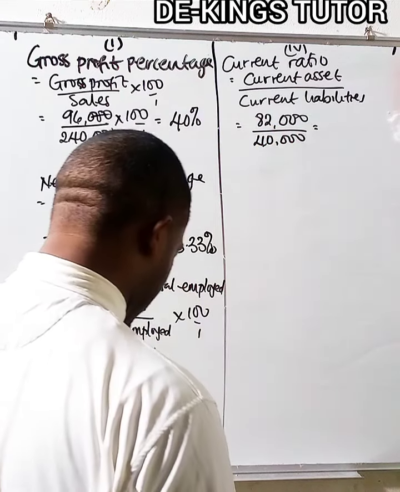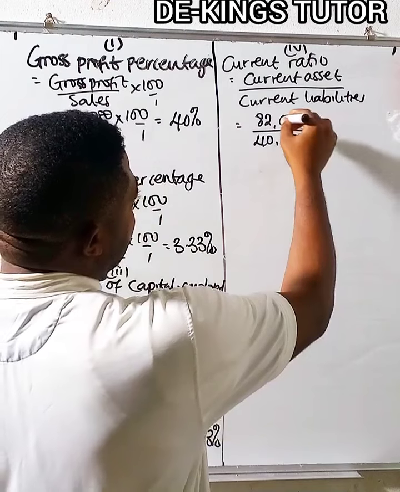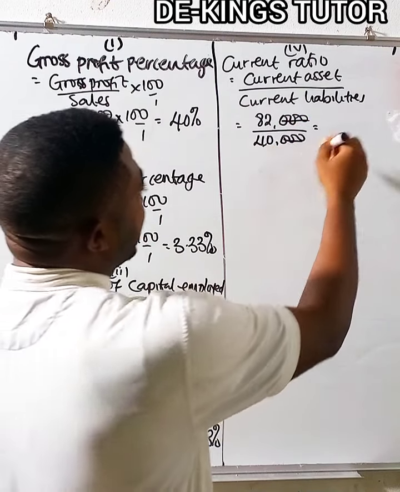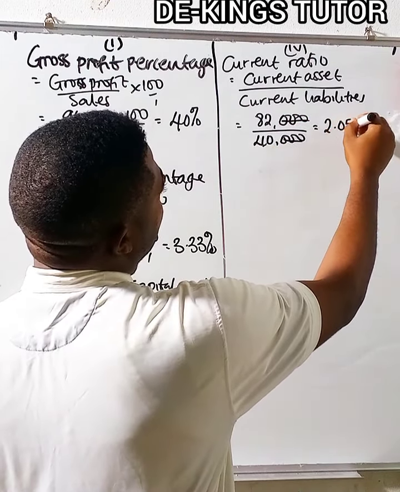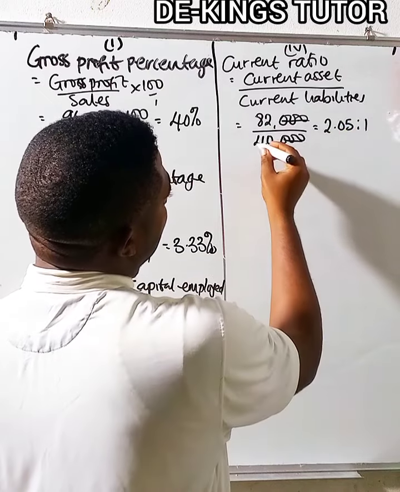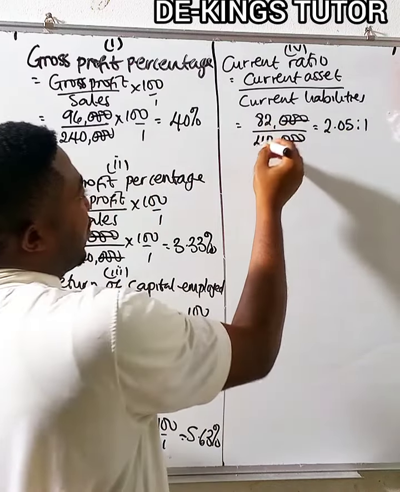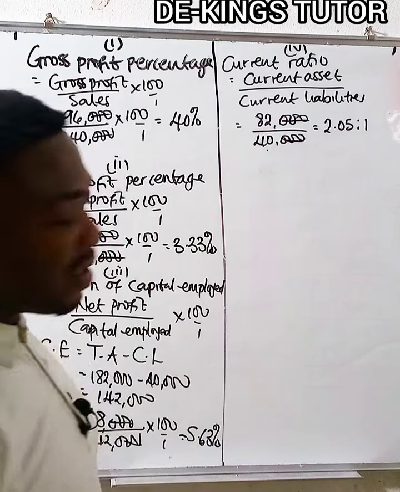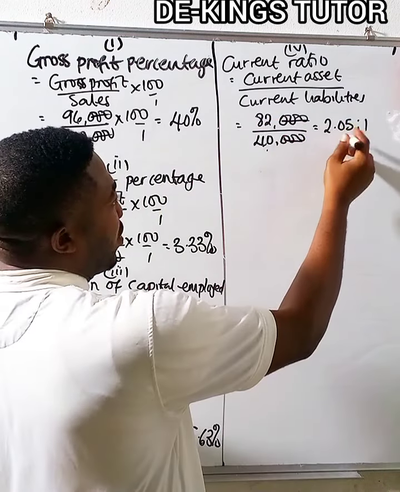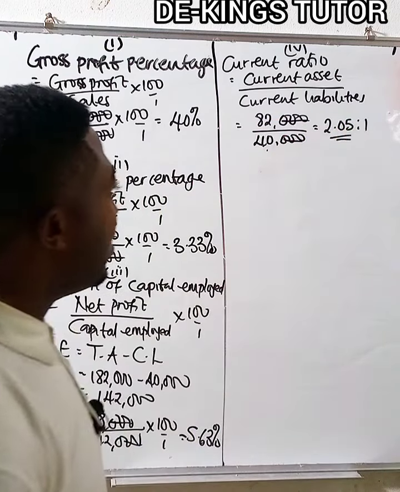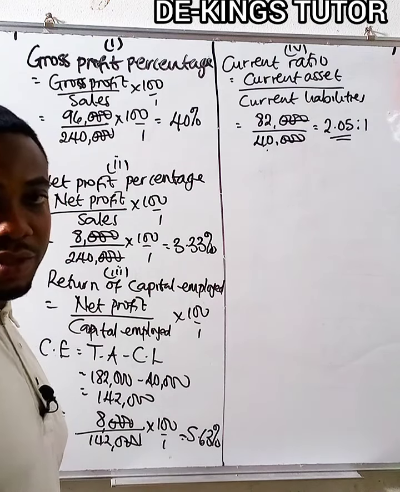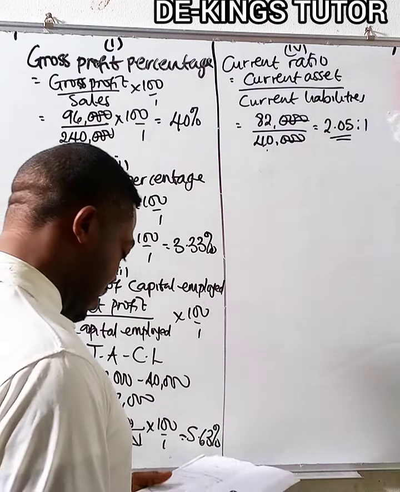40,000. Okay, so now if you cancel this, 82 divided by this will be 2.05 is to 1, because here is 1 and 40 in this is 2.05. So this will give us 2.05 is to 1 as the current ratio. Okay, so that is the current ratio.